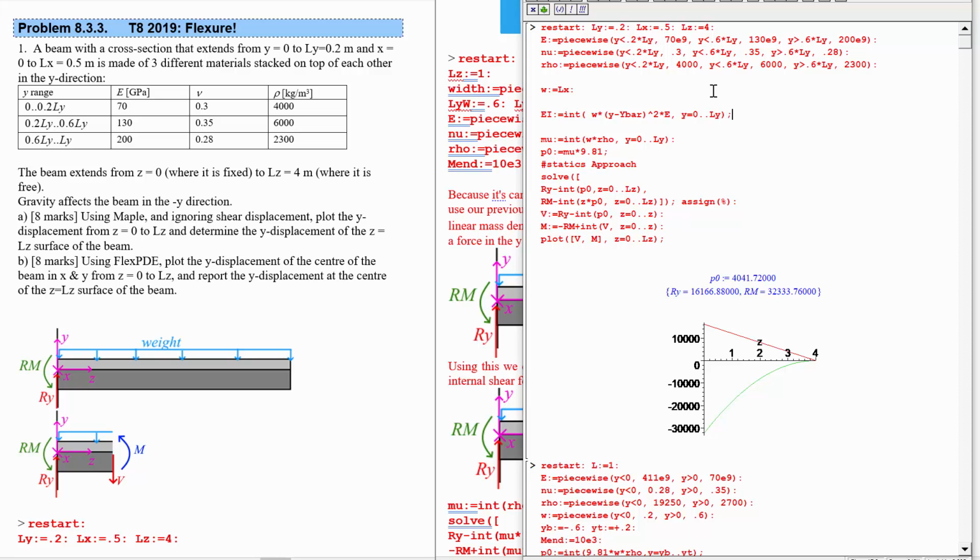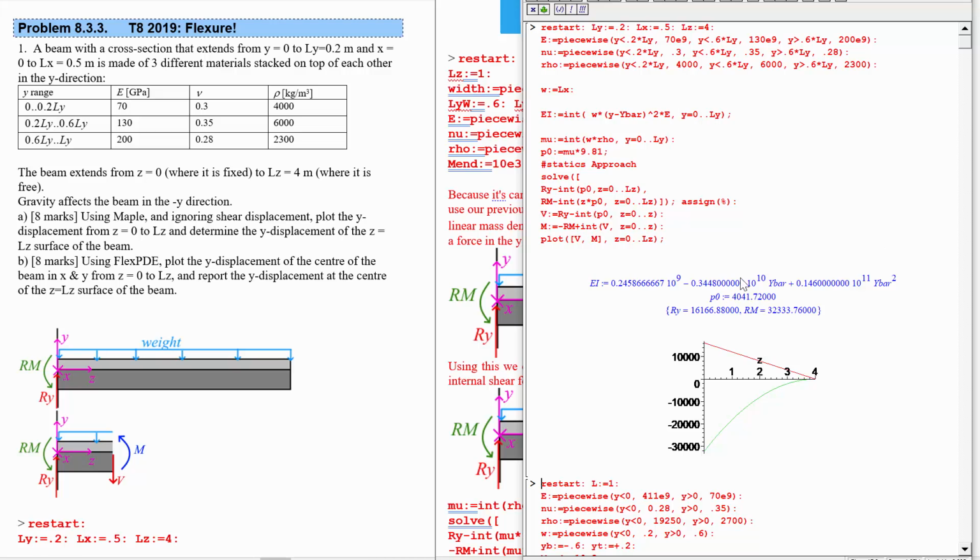But that's not going to work because we haven't put in what y bar is, so we need to figure that out as well. And y bar is the weighted average y position, where the weight is the stiffness. So we're going to take the integral of y times E times w from y is 0 to Ly. The times w and the integrating from 0 to Ly is just to go over the cross-sectional area, and then divide that by the integral of E times w, y is 0 to Ly. So this is an average y position over that cross-section.